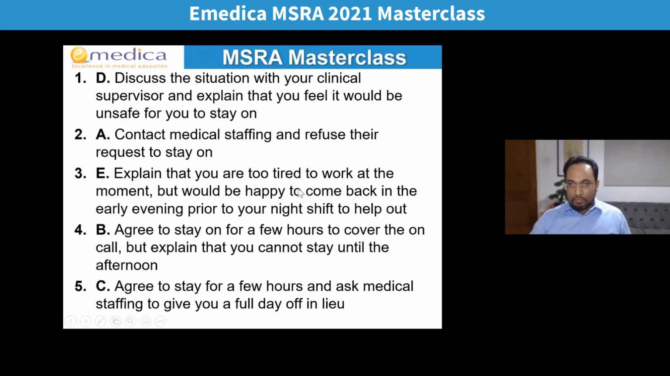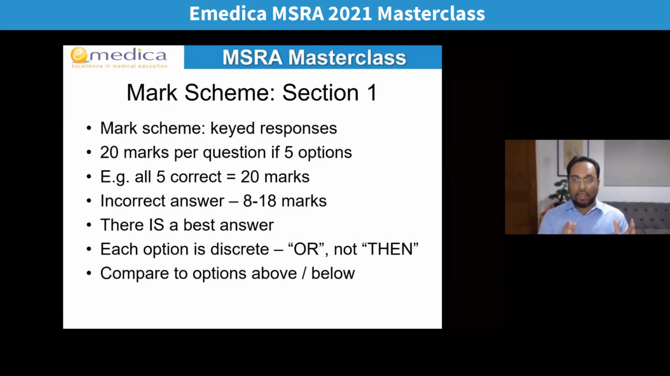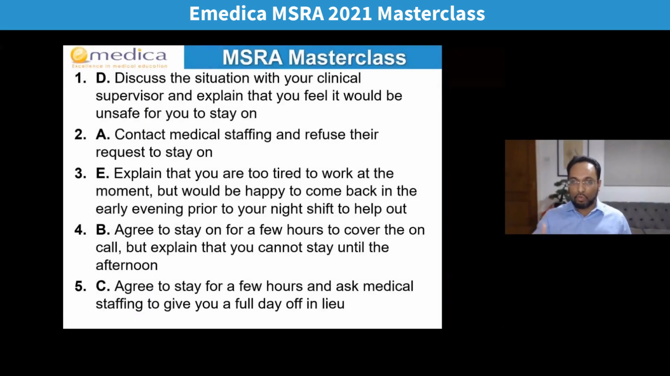So let me just explain the marking, and we'll come back and go through why this is the right order. This is really complex, the way that section 1 questions are marked. They're marked using something called a keyed responses marking scheme. So if you get exactly the right order and there's 5 options, you'll get 20 marks for that question. But if you get it incorrect, you're going to get anywhere between 8 and 18 marks based on how close you are. But there's always only one best order. So D, A, E, B, C is the only order that would get you 20.